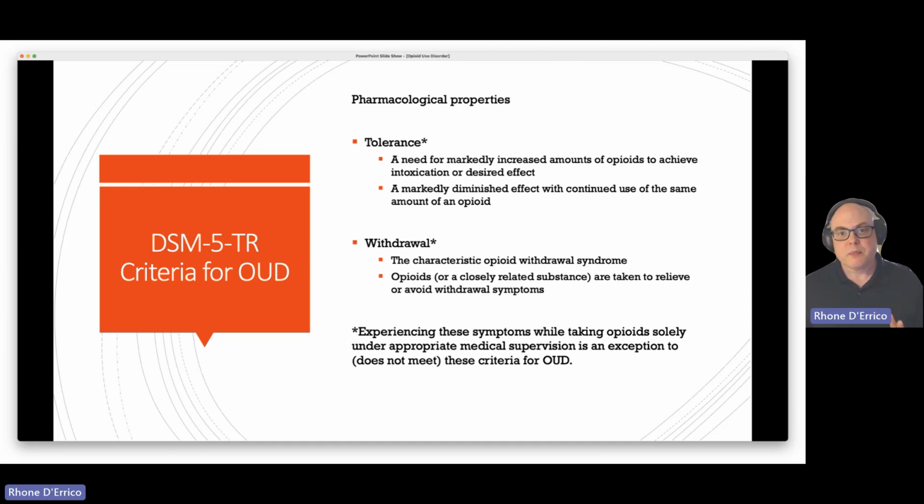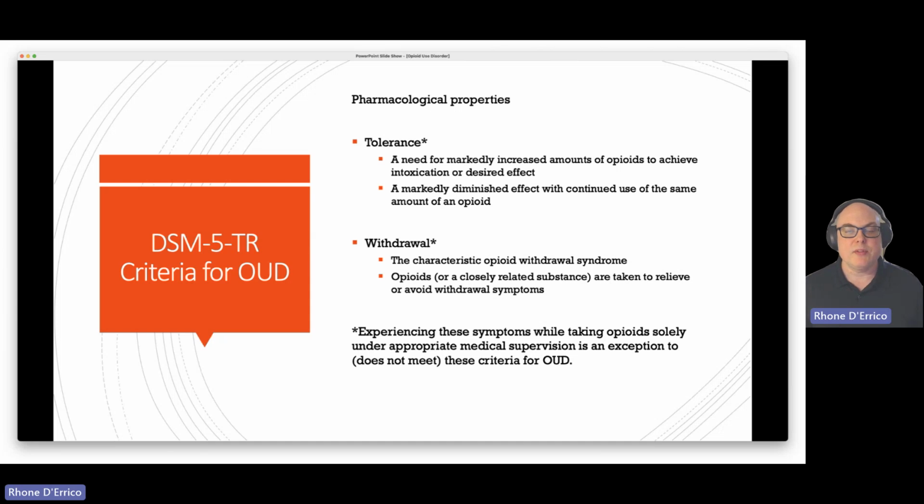Now, the exception with these two, and why they're starred, is if the person is taking opioids for a legitimate purpose in a legitimate manner, so they're not meeting any of the other criteria. This is your prescribed pain medication. You're a cancer patient or another chronic pain patient or acute pain patient, but technically you do have tolerance and you do have withdrawal just because of the nature of opioids.